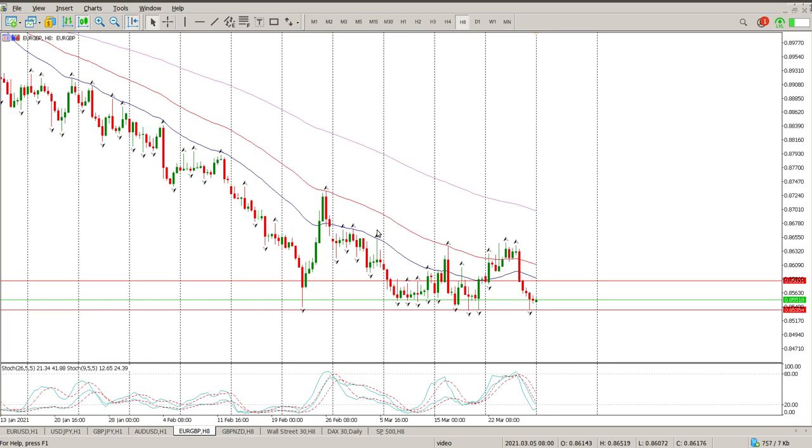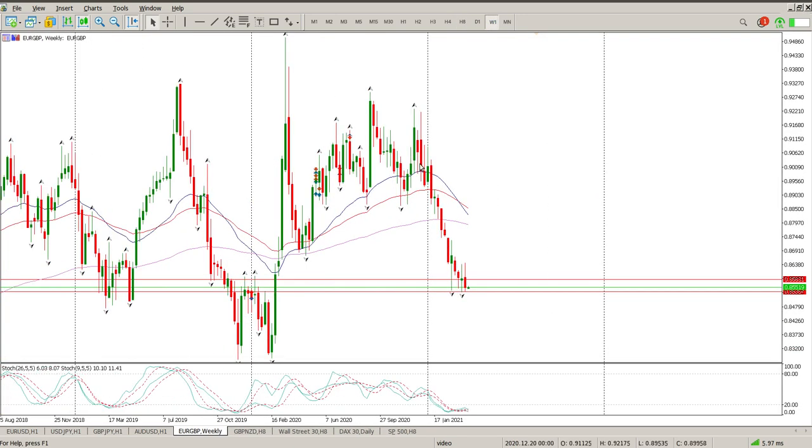Pretty much still nothing going on here. Last week there was nothing going on. Well, the week before last was nothing going on, and then last week I wasn't really watching it, and still nothing going on. But I do like what I see here with the oscillators here on the 8-hour. Let's just have a look at the weekly, see if there's any change.